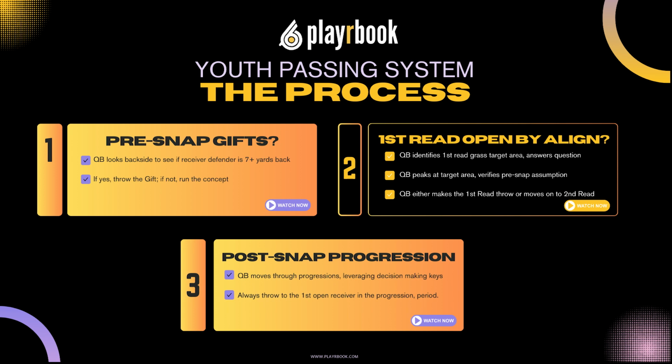And so this is the process that we have built in already to the game, so your kids can rep it out. And these things are kind of built in, so they are going through the process over and over and over. So here it goes. When they come to line of scrimmage, all they do is 2 things. Number one, are there any gifts backside?